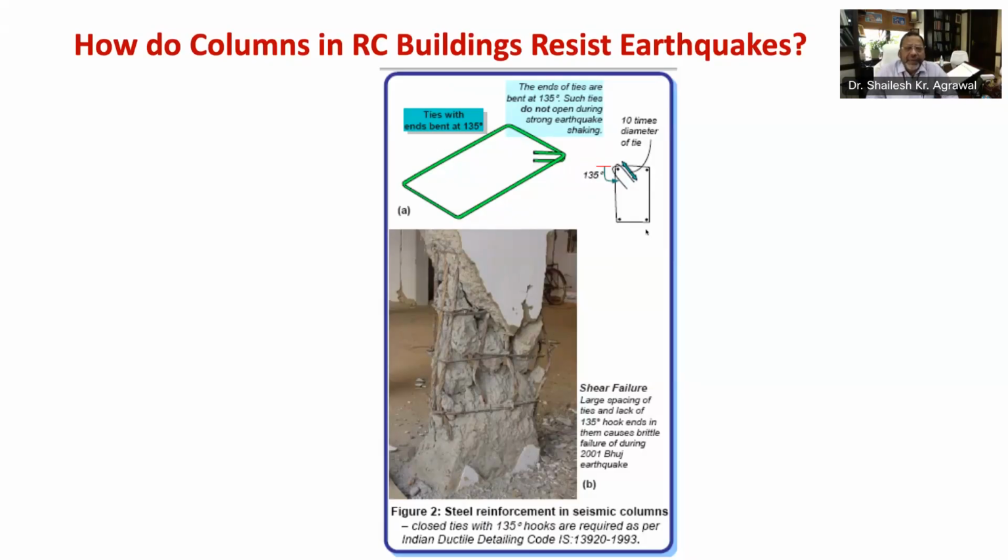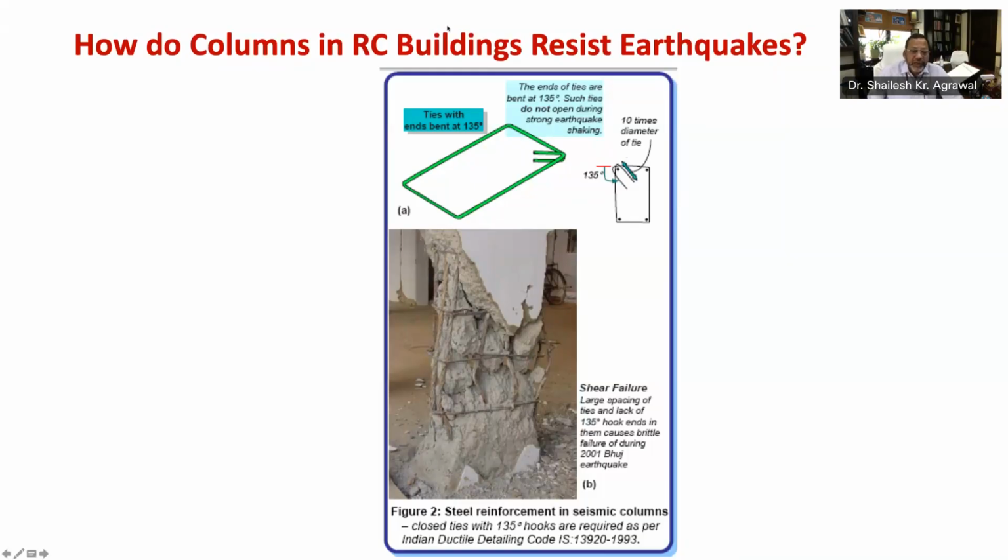Number one, carry horizontal shear force induced by earthquakes and thereby resist diagonal shear cracks. Second, holding together the vertical bars, that is longitudinal bars, and prevent them from excessive bending outwards, that is called buckling. And thirdly, containing the concrete in the column with the closed loops. Please note the ends of ties must be bent at 135 degrees as shown in this figure. Such hooks prevent opening of loops and consequently buckling of concrete and buckling of vertical bars.